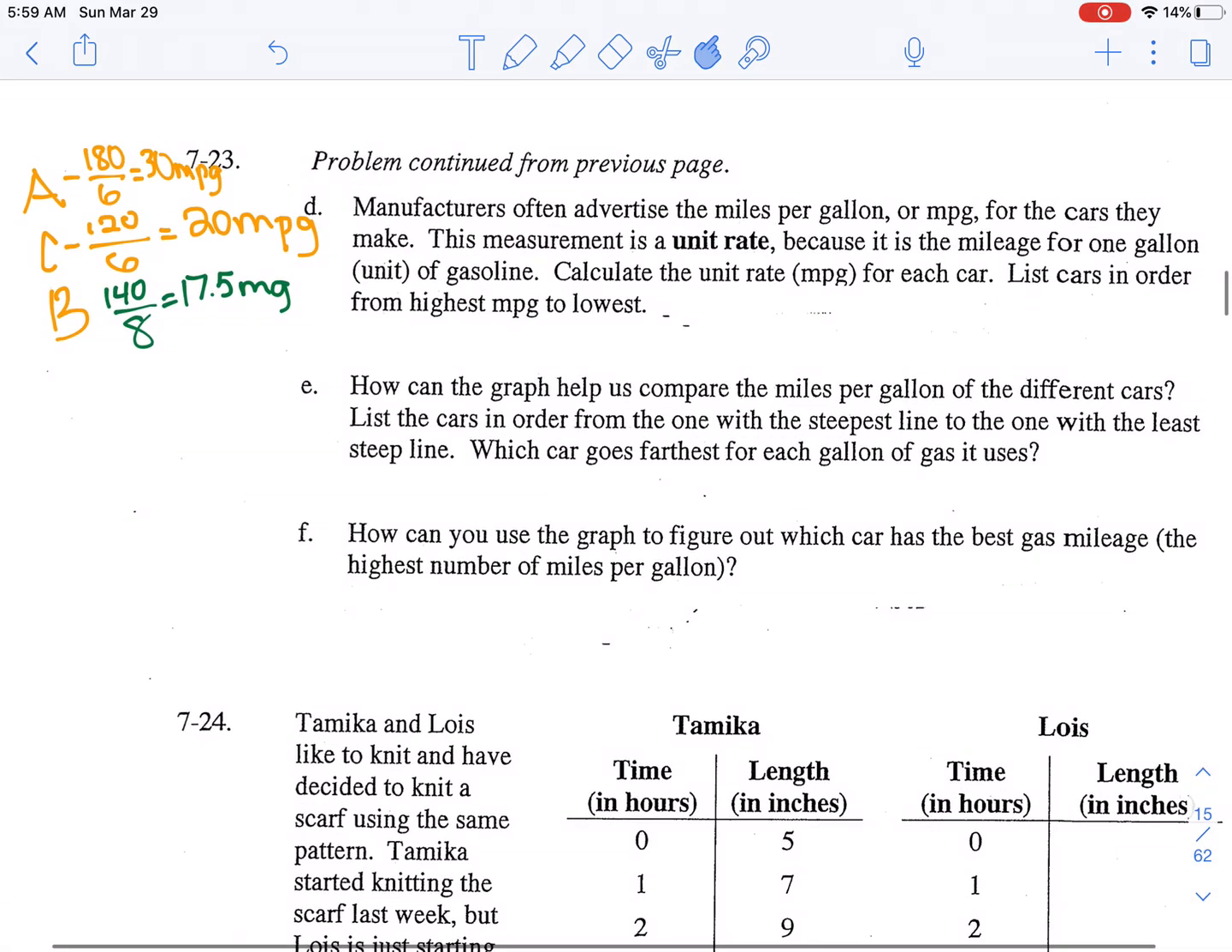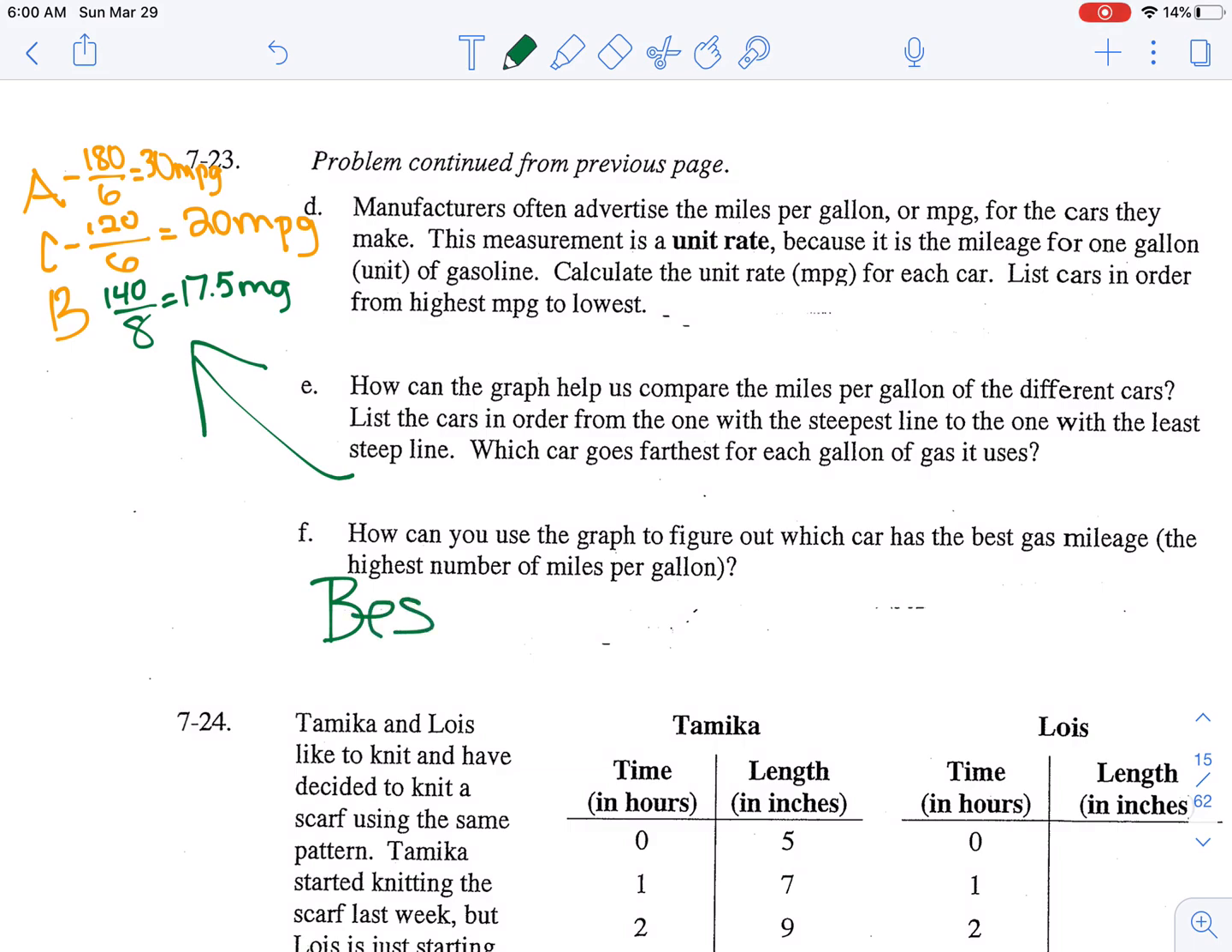E says, how can the graph help us compare the miles per gallon of different cars? List the cars in order from the one with the steepest line to the one with the least steep line. So we just did that. We don't need to do it again. I'm just going to draw the arrow. How can you use the graph to figure out which car has the best gas mileage? So we look to see which line was the steepest, right? Best means steepest.